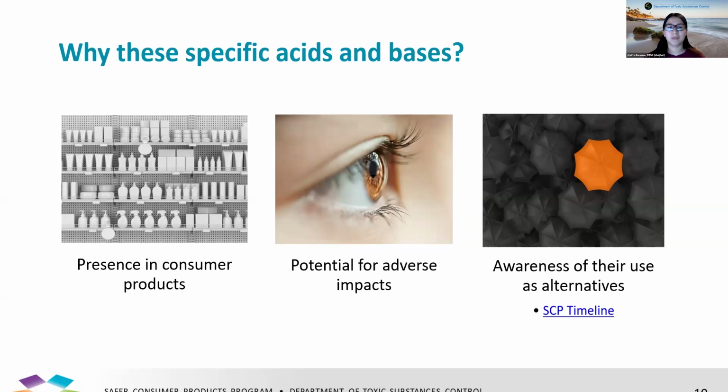When we first started this proposal, the focus was on identifying and listing acids and bases that are not currently on our CC list and are being used in product chemical combinations that we're actively researching, which you can find on our timeline, which we will link in the chat. Some acids and bases had already been identified through this work, such as lithium hydroxide or calcium hydroxide. And during this proposal, we identified additional ones that could have concerning hazard traits and are being used in consumer products. Next slide, please.